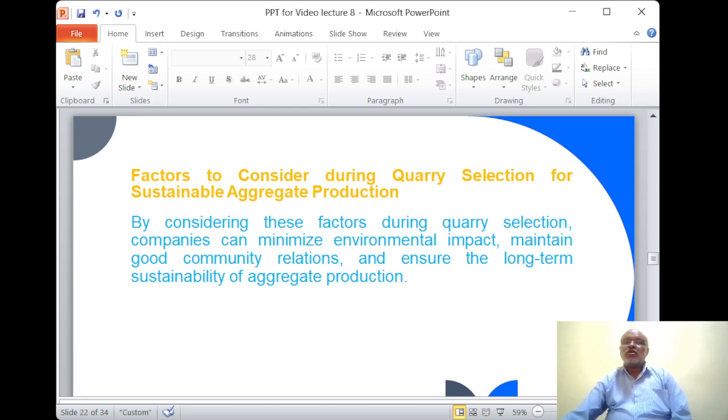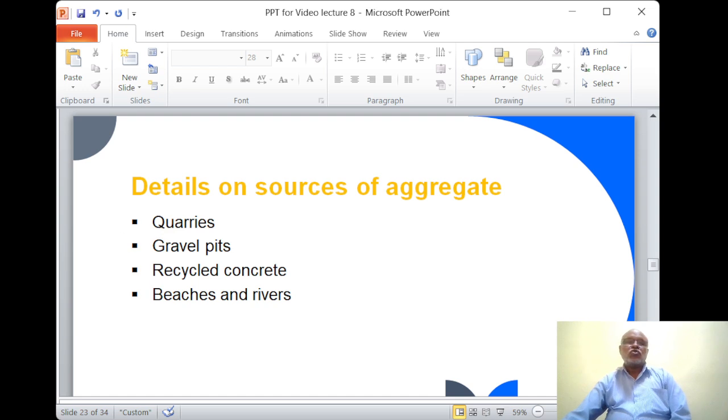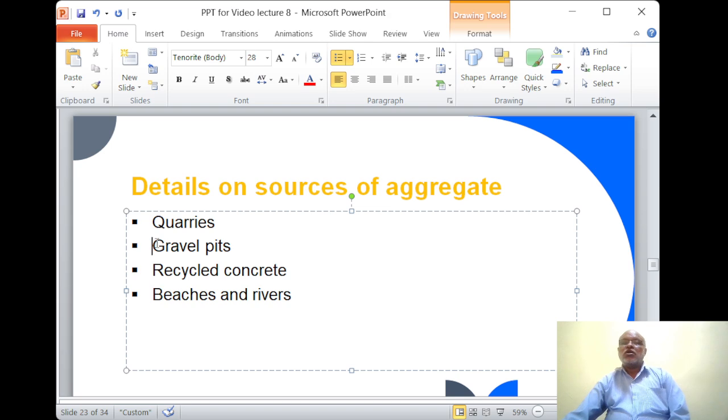Now let us proceed to the second source, which is gravel pits. Gravel pits are commonly used to extract gravel, sand, and other materials that are used in construction, road, and concrete production. These pits are essentially open pit mines where large quantities of aggregate materials are extracted from the earth.